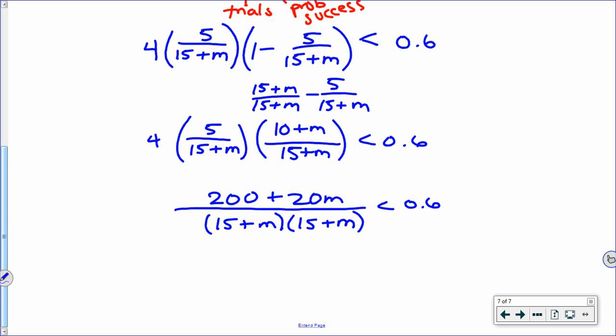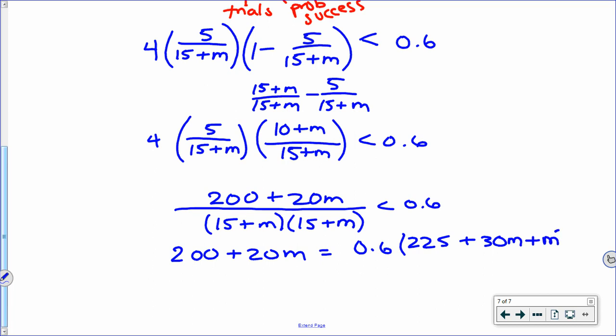So 200 plus 20M on the left equals, and over here I have a 0.6, and I'm going to FOIL while I'm at it. So 225 is 15 times 15. Plus 15M plus 15M is plus 30M, and then M times M is M squared. All right, so now I see I'm getting to something that looks like a quadratic, now that I have it all in one line. And we always want to be in the habit of getting rid of denominators when we have them. Sometimes that is a key step in order to go on any further.